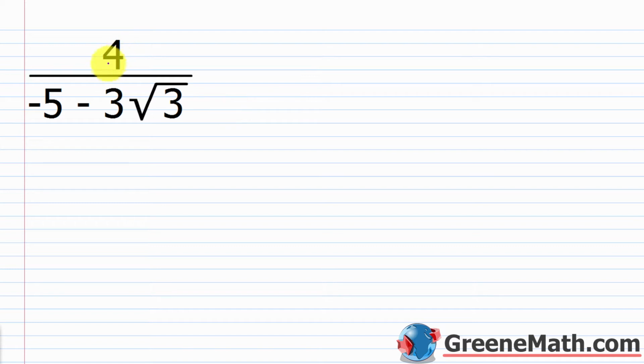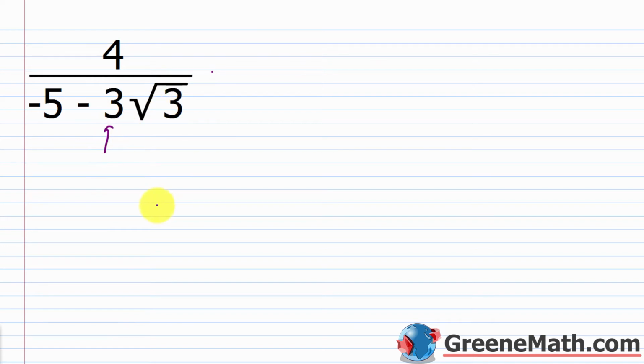So suppose you see 4 over negative 5 minus 3 times the square root of 3. You can't just do this times square root of 3 over square root of 3 like we've been doing. That's not going to leave your radical free in the denominator. What you need to do is multiply the numerator and denominator by the conjugate of the denominator.